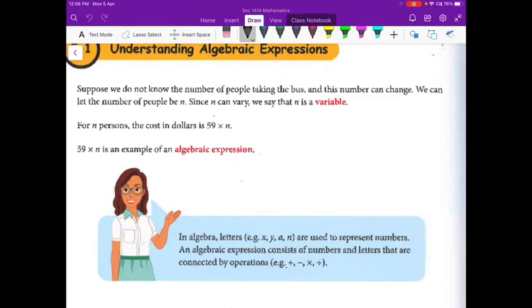You cannot compare apple seed, orange seed, durian seed. They will grow at different rates. Okay. So some things will be constant, something will be variable. In this case, the number of people taking the bus will be variable.